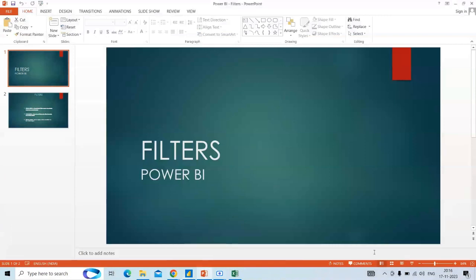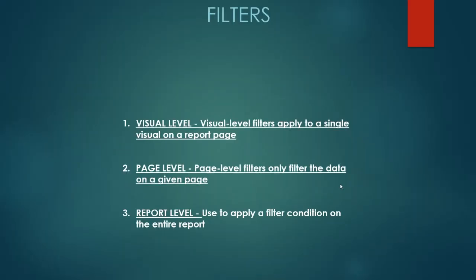In Power BI there are majorly three types of filters. One is the visual level filter, where visual level filters apply to a single visual on a report page. If you have many charts, the visual level filter will apply to any particular chart. Page level filters only filter the data on a given page. Suppose there are three or four charts and you have applied a page level filter, it will apply to all the charts.